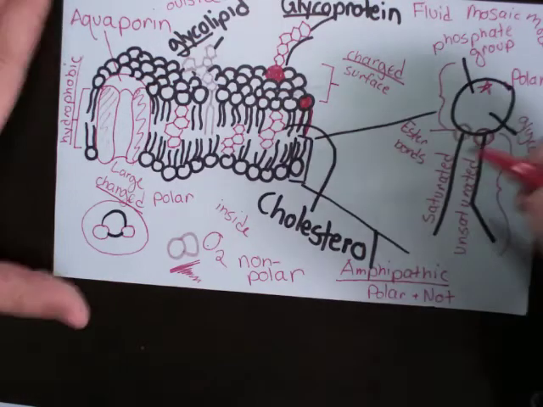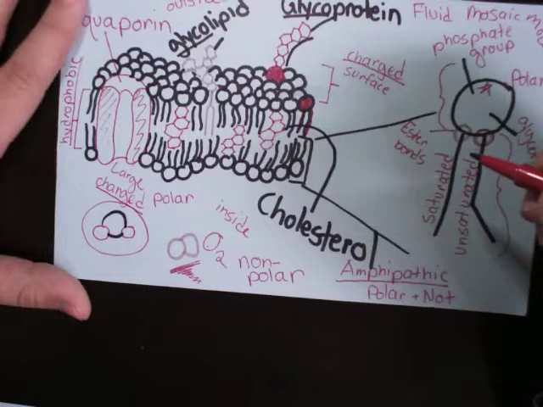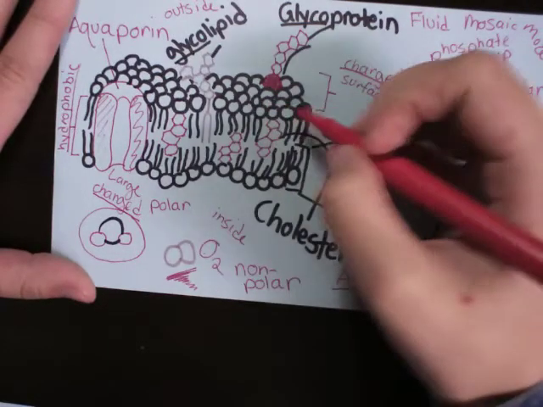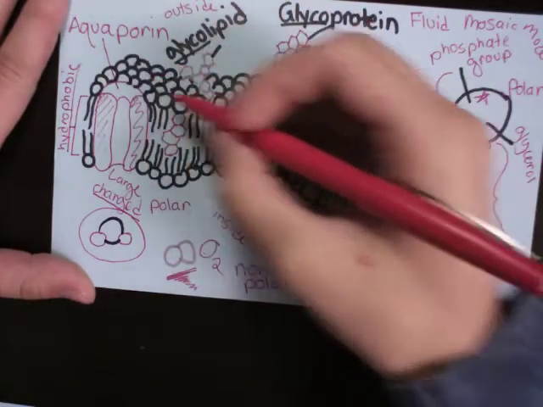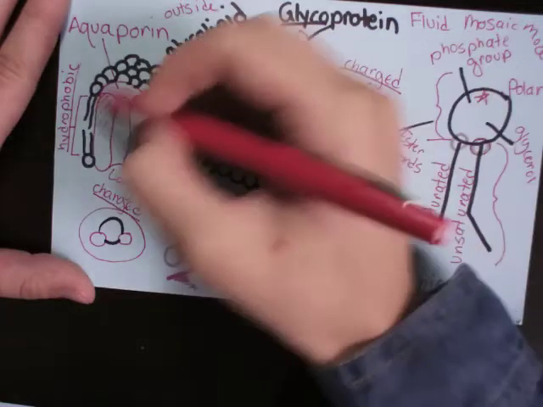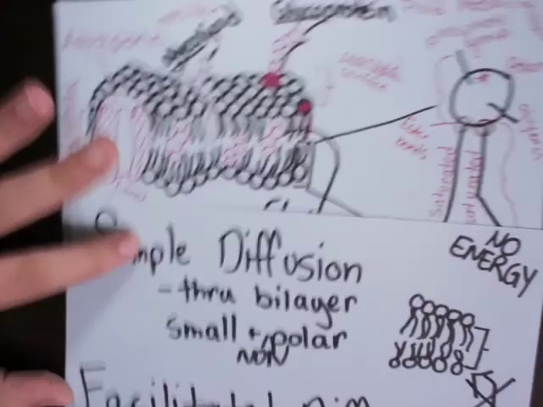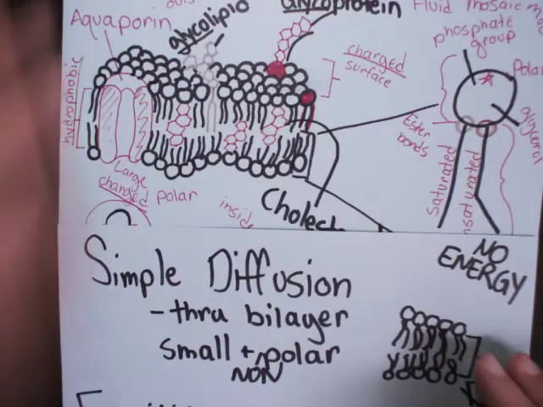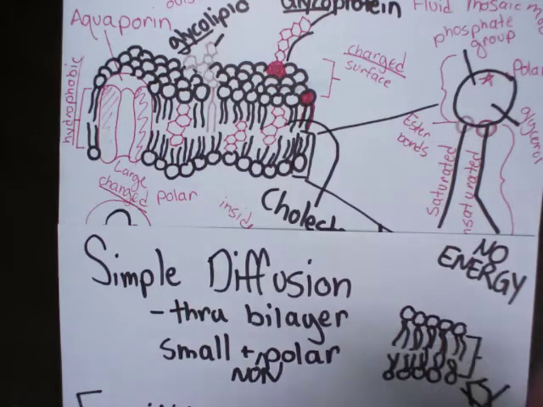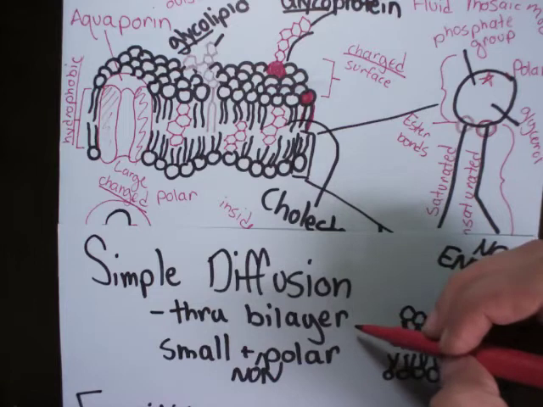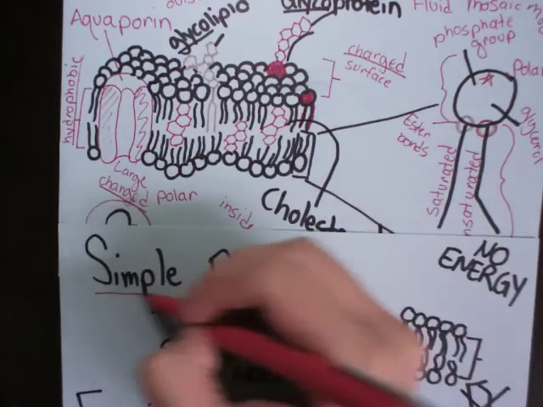Let's talk about the function. Pretend for a second that our membrane is made completely only of these phospholipids. It doesn't have any of these proteins embedded inside that we haven't even talked about yet. These are going to allow only for simple diffusion. Some things can pass through the bilayer on their own without the help of proteins. That's why this diffusion is so simple.